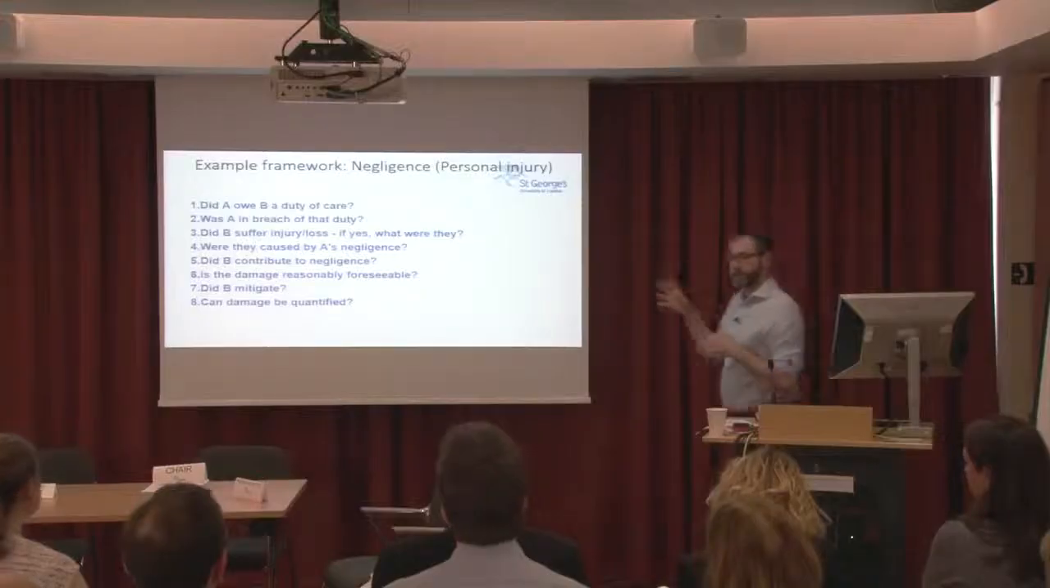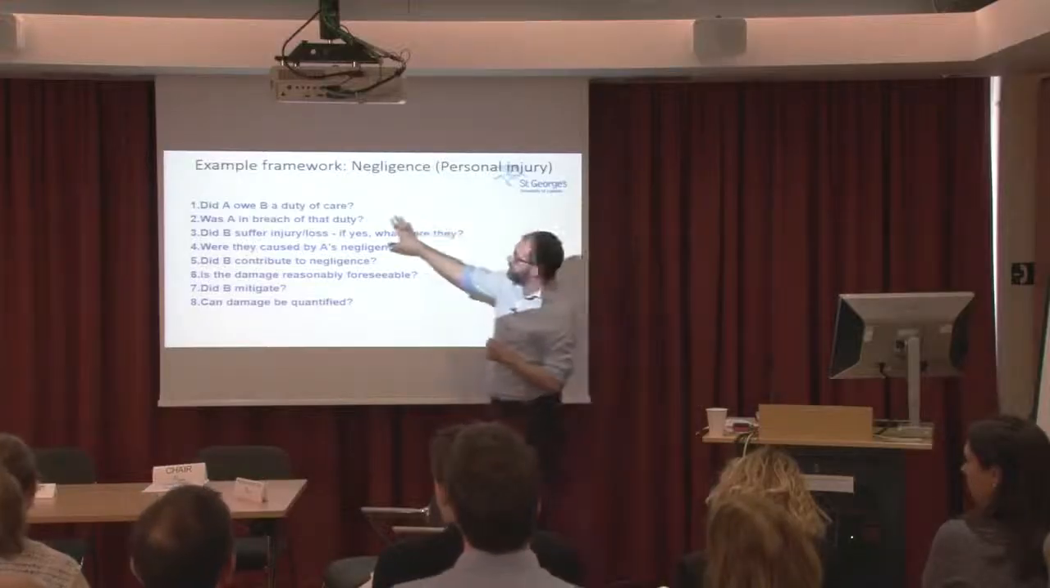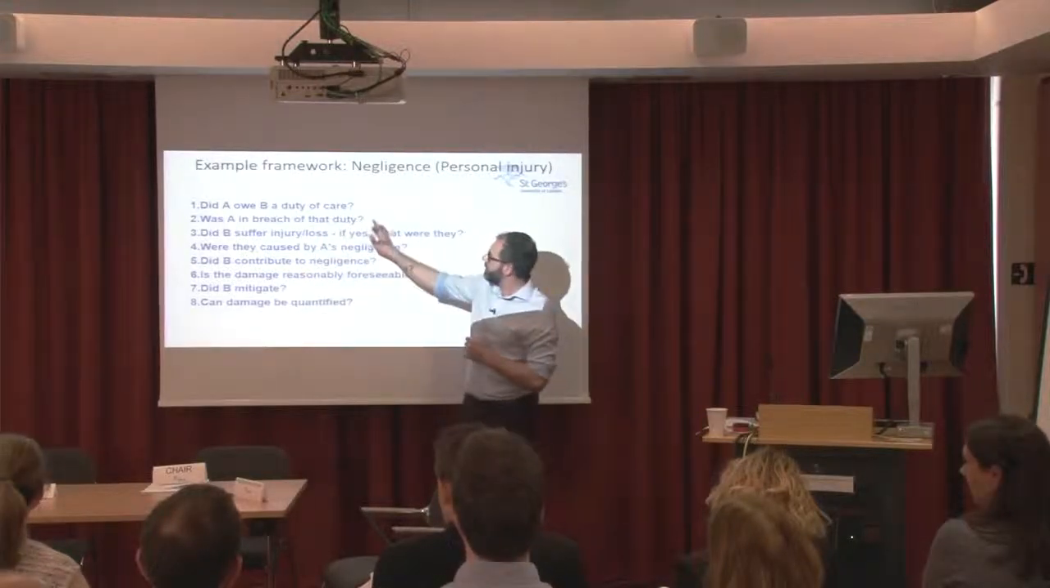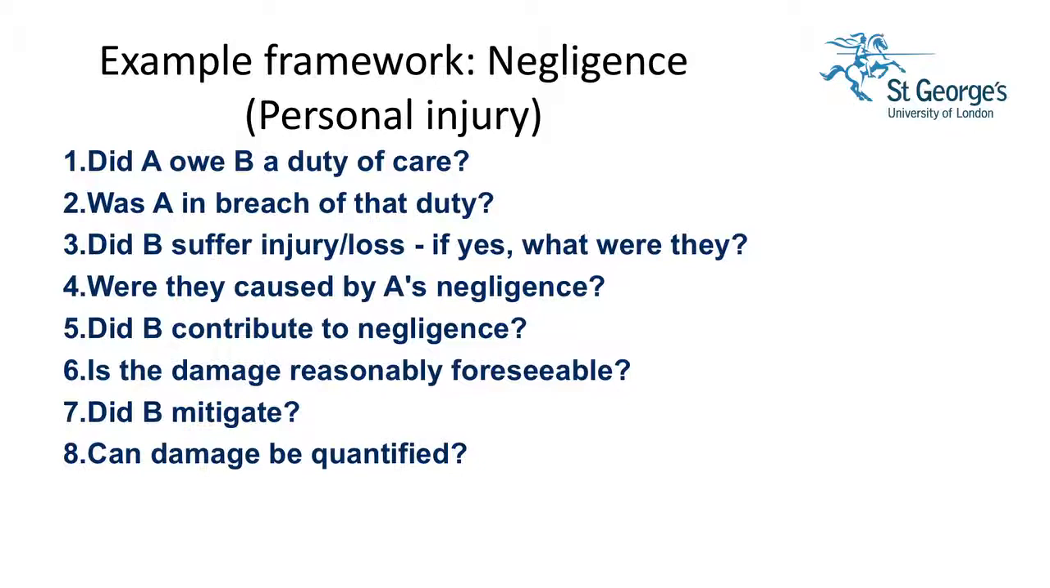So it's not that lawyers come and they argue for half an hour and problem solved. They always use a framework, and they would use this framework in this particular order. Because if A didn't owe the duty to anybody, then there's no point gathering evidence on anything else. You will fail on point one.